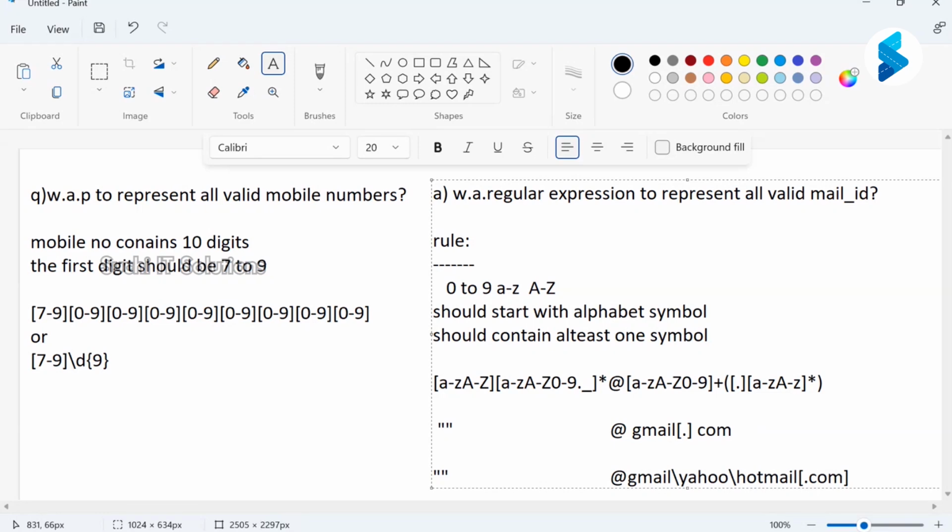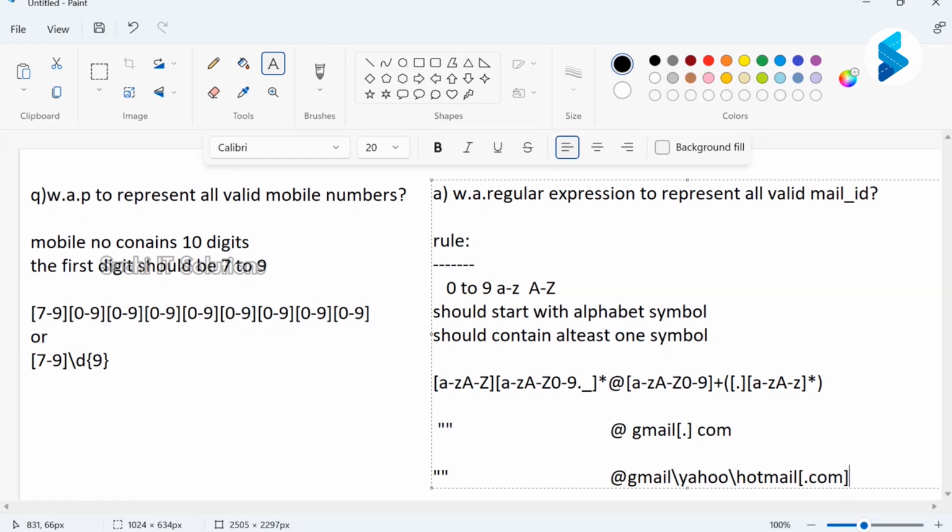Any mail ID can be specified because of alphanumeric characters, right? So the set of allowed characters in mail IDs are 0 to 9, small a to z, capital A to Z. Should start with alphabet symbol. That's what I gave, like small a, capital A. Got it? But I'm not saying capital or small because anything should be accepted. Getting my point? Should contain at least one symbol.